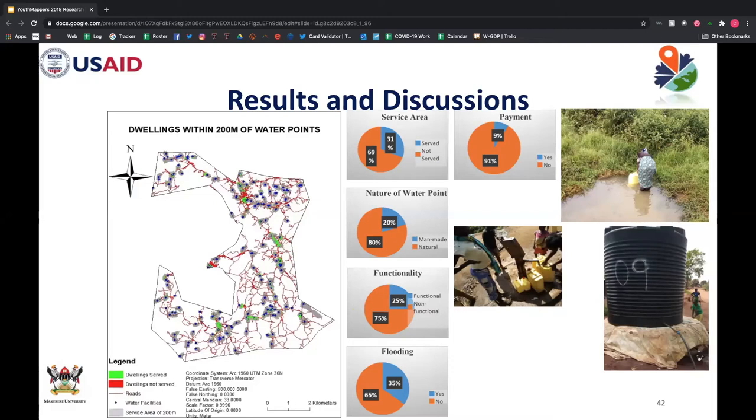Then we also realized that 9% of the water points actually required people to pay some money to get access to water, and all these kinds of actors are a hindrance for people to be able to get access to water within the settlement.